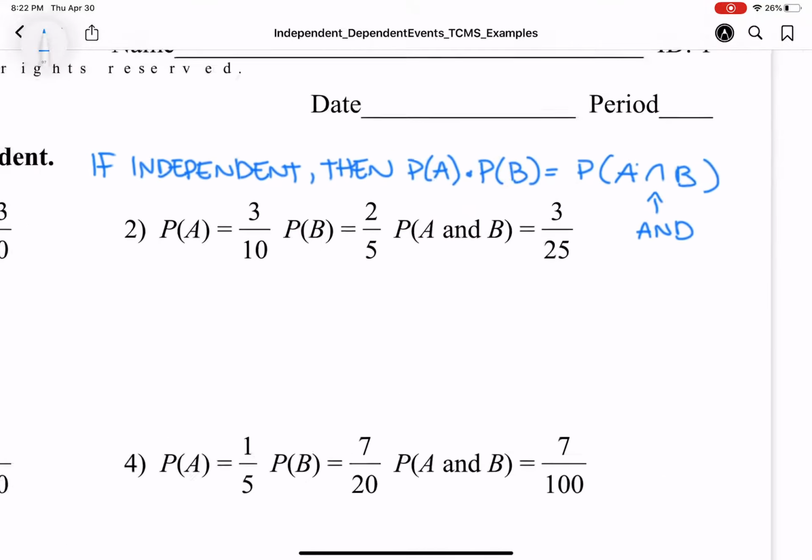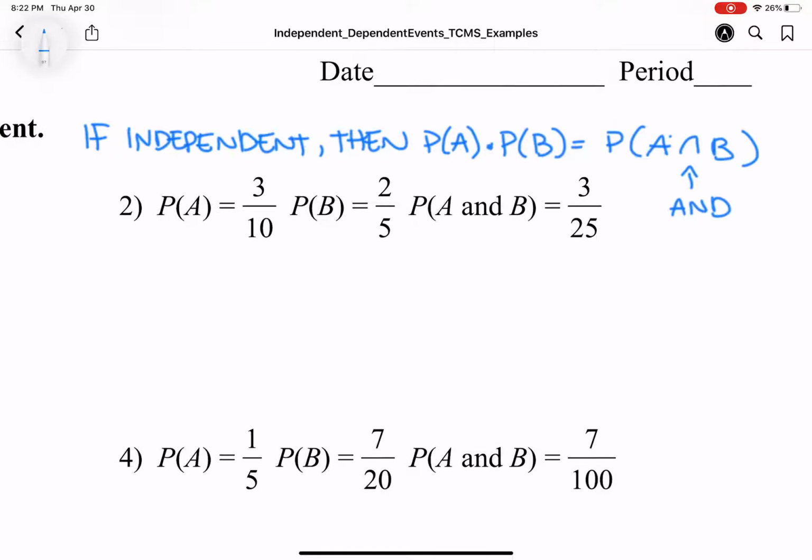So first, let's go over what an independent event is. If it's independent, then the probability of A times the probability of B is equal to the probability of A and B. Now, you can either write it this way with an "and," but it's a little faster if you put this symbol, which also means "and." The reason I use a symbol is I'm going to be writing this over and over, and I don't want to be writing "and" every single time, okay? This symbol and "and" mean the same thing. Okay, so let's get started.